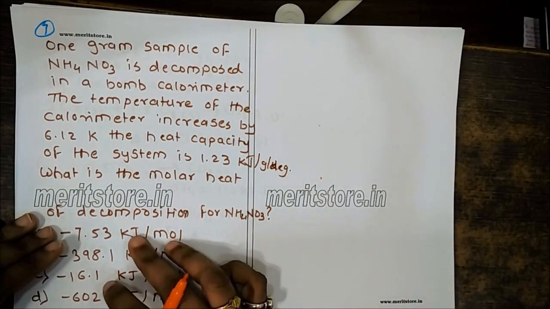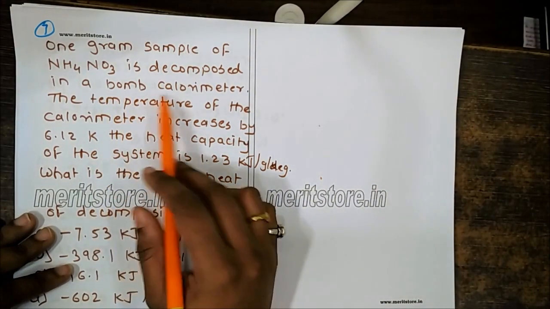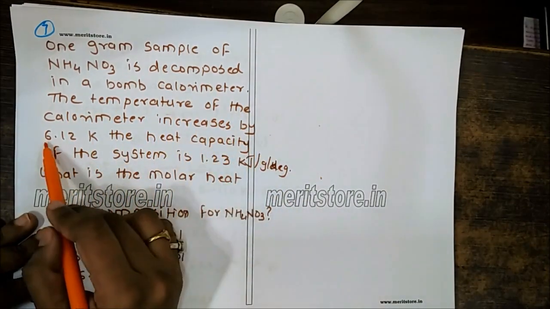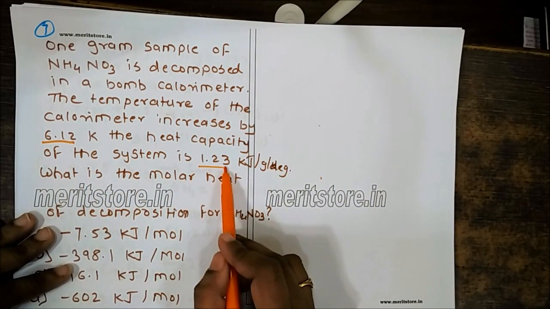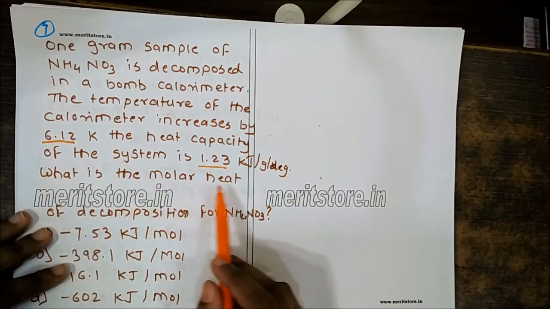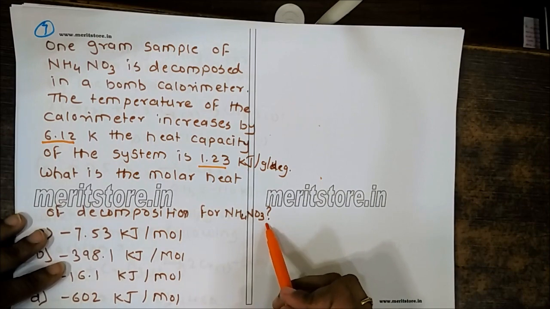Question number 7: 1 gram of a sample of NH4NO3 is decomposed in the bomb calorimeter. The temperature of the calorimeter increased by 6.12. The heat capacity of the system is 1.23 kilojoule per degree. What is the molar heat of decomposition of ammonium nitrate?